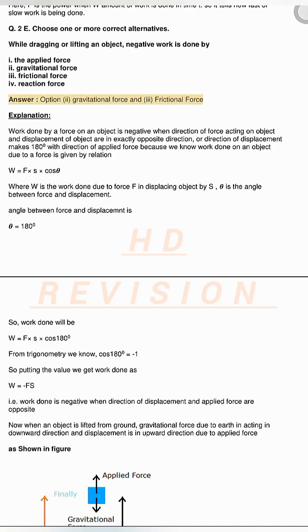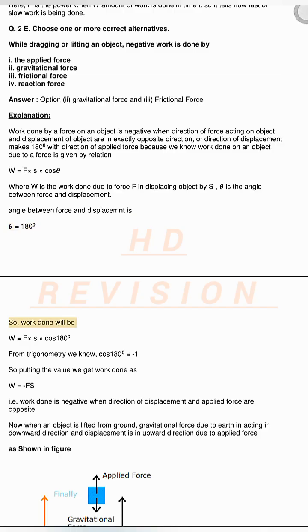Explanation. Work done by a force on an object is negative when the direction of force acting on the object and displacement of the object are in exactly opposite directions, i.e. the direction of displacement makes 180 degrees with the direction of applied force, because we know work done on an object due to a force is given by the relation W equals F times S times cos theta, where W is the work done due to force F in displacing the object by S. Theta is the angle between force and displacement. Angle between force and displacement is theta equals 180 degrees.